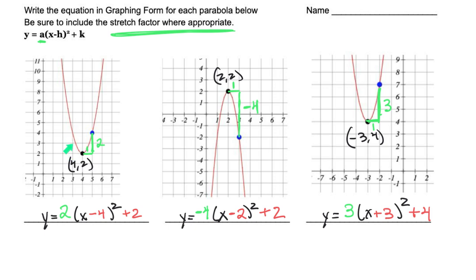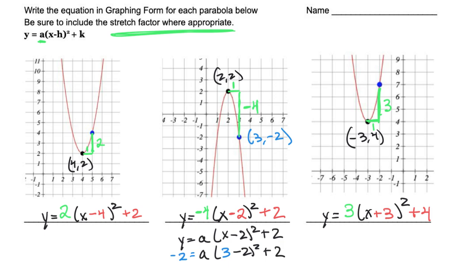Notice if you went left 1, you also go up 2 because of the symmetry. If you went left 1, you'd go down 4. If you went left 1 for the last example, you'd go up 3. Now, with that said, you could do this algebraically. If you had y equals and you're trying to solve for a, and you didn't know that a, I'm just choosing the middle one, x minus 2 quantity squared plus 2. If you knew this coordinate point of 3, negative 2, you could plug negative 2 in for y, plug 3 in for x, and keep everything else the same. Then you could simplify and solve this equation.